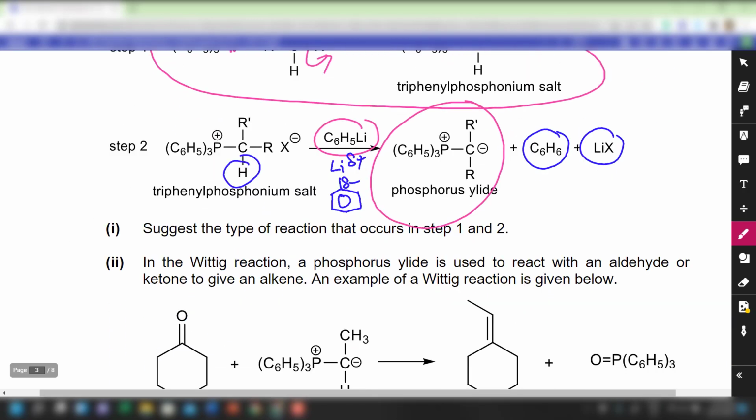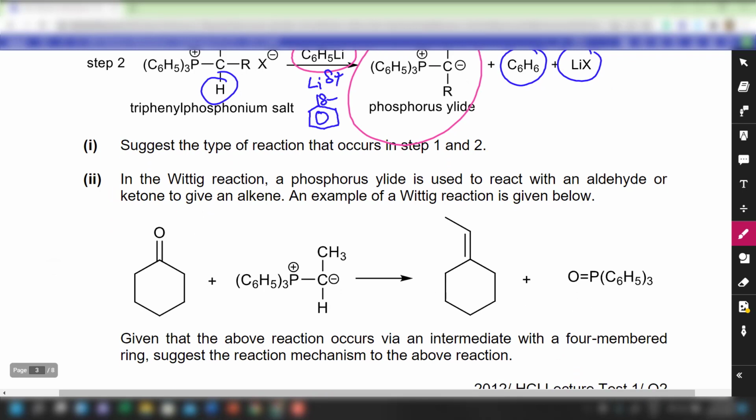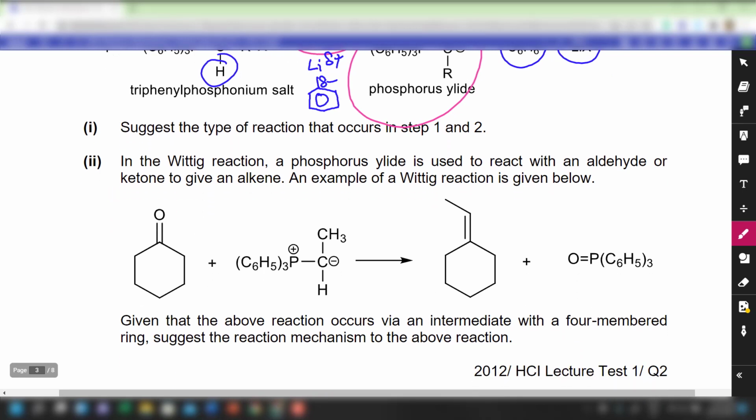And then you were told that in the Wittig reaction, a phosphorus ylide is used to react with aldehyde or ketone to give an alkene. So react with aldehyde or ketone to give an alkene. An example of the Wittig reaction is given below.